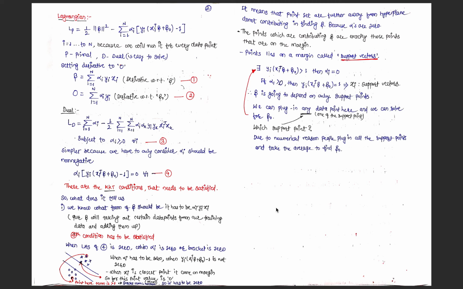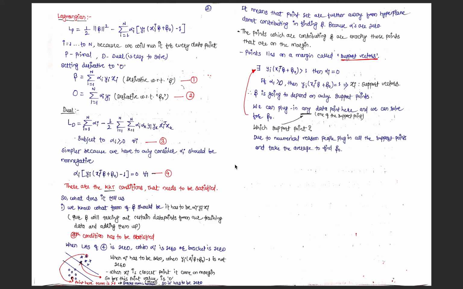Next, the fourth condition needs to be satisfied. When the LHS of the fourth condition is 0, then alpha is 0 or the bracket is 0. One of them must be 0, then only this will be 0. Alpha has to be 0 when y_i times this bracket term is not 0.